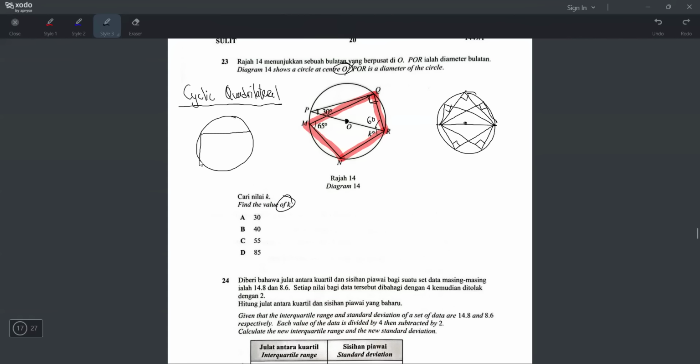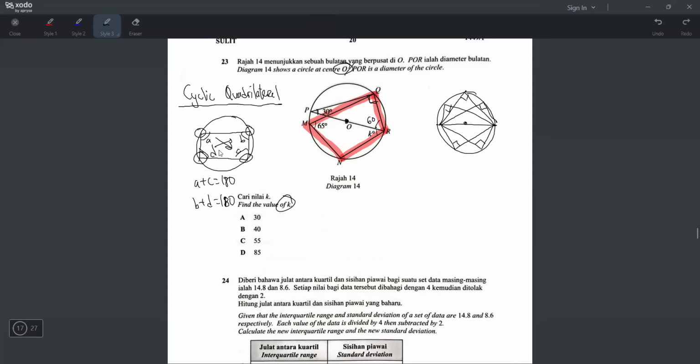Okay, what is cyclic quadrilateral? Cyclic quadrilateral means when you have a quadrilateral inside a circle and all the bucu is on the side. Then you can use this formula. Okay, let's call this angle ABCD. So the A plus C will be 180, and then the B plus D will also be 180. Only if it's cyclic quadrilateral. And dia mesti bucu dia on the side. Kalau tak ada on the side, then tak boleh guna formula.